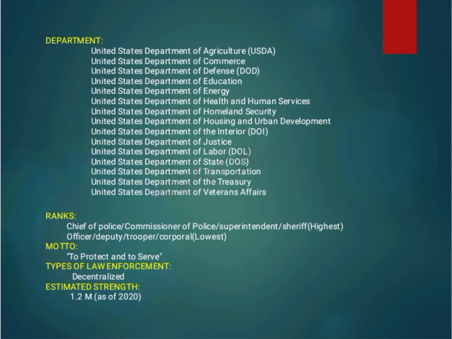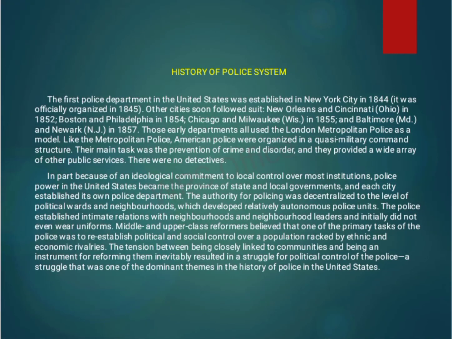The estimated strength of the police system of the USA as of 2020 is 1.2 million. So, pag-usapan naman natin ang history of police system ng USA. So, noong 1844, na-establish ang first police department ng United States at na-establish ito sa New York City. It was officially organized in 1845.